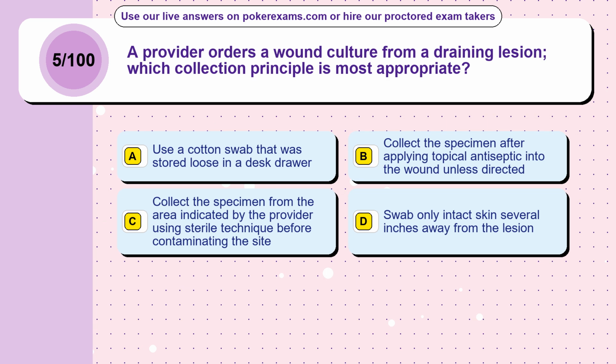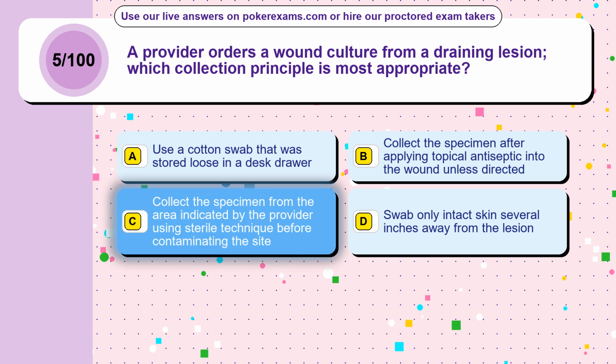Question 5. A provider orders a wound culture from a draining lesion. Which collection principle is most appropriate? Option A. Use a cotton swab that was stored loose in a desk drawer. Option B. Collect the specimen after applying topical antiseptic into the wound unless directed. Option C. Collect the specimen from the area indicated by the provider using sterile technique before contaminating the site. Option D. Swab only intact skin several inches away from the lesion.